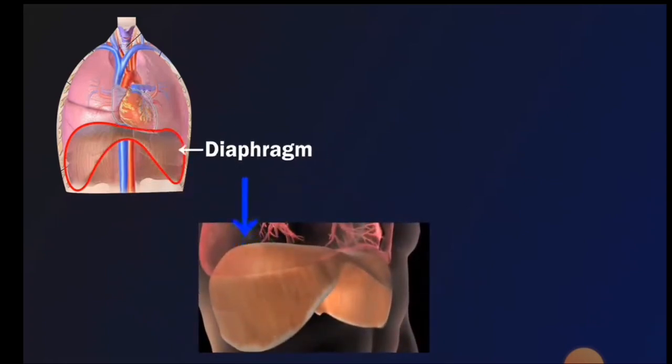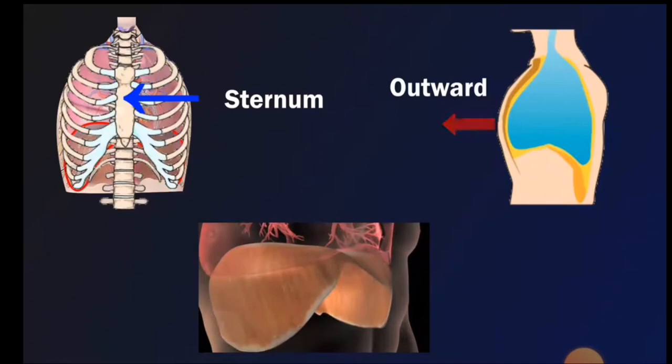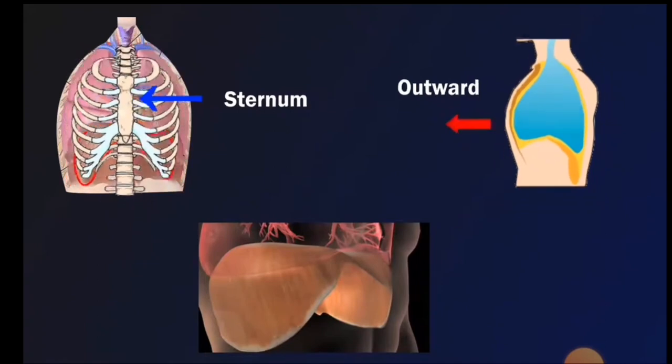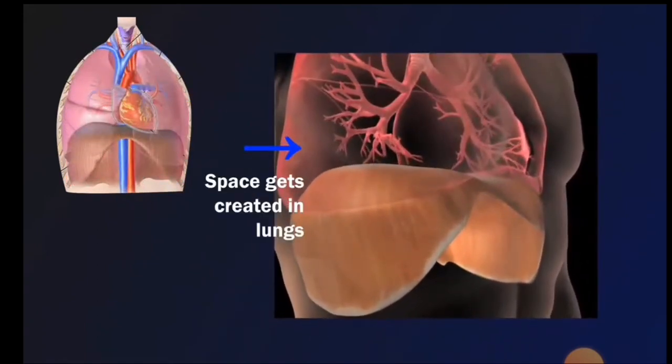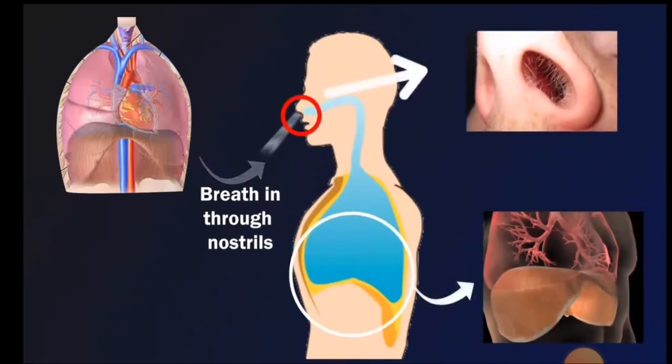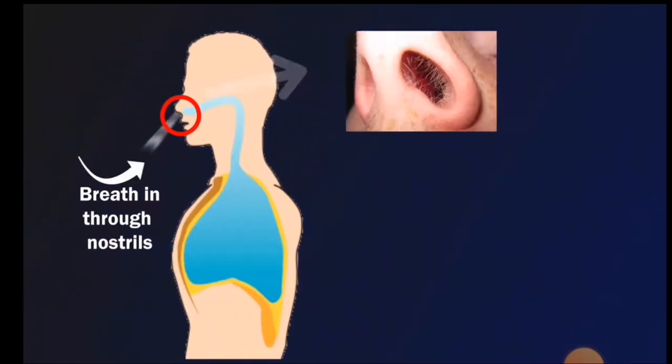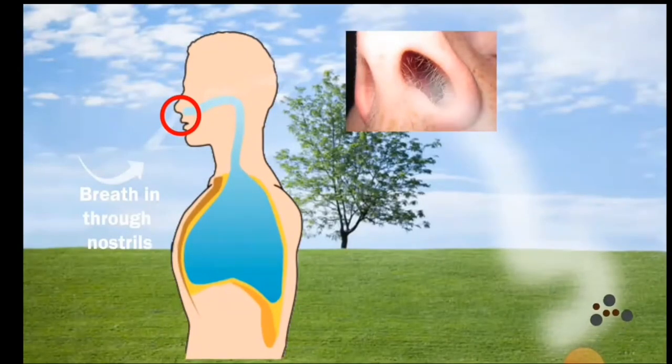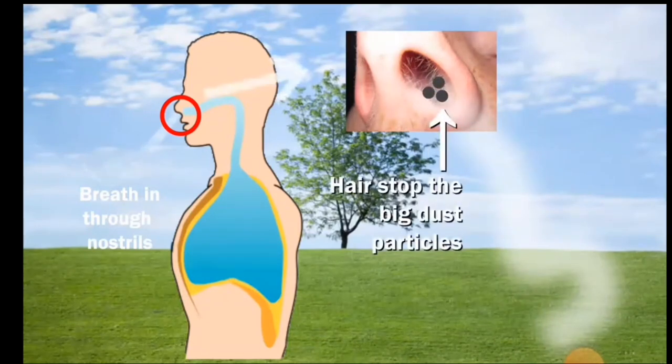At the same time, the dome-shaped diaphragm contracts and is lowered. This movement increases the area of the thorax cavity, which reduces the pressure on the lungs. As a result, the lungs expand and the air pressure within them also decreases. The air from outside rushes into the lungs to equalize the pressure on both sides.